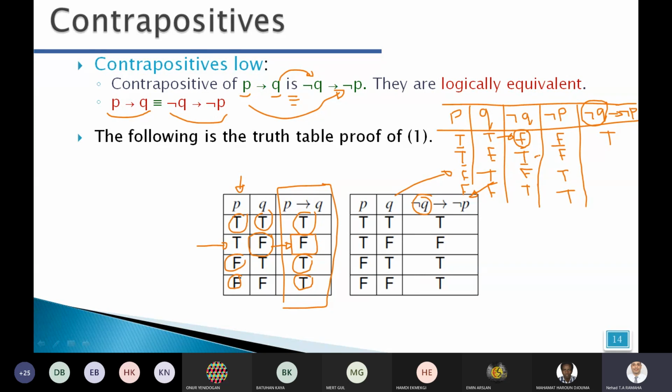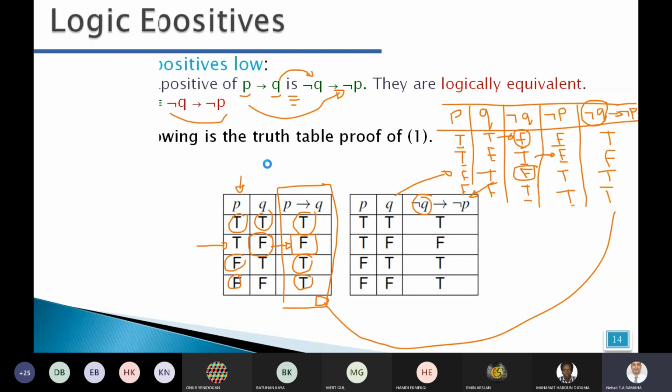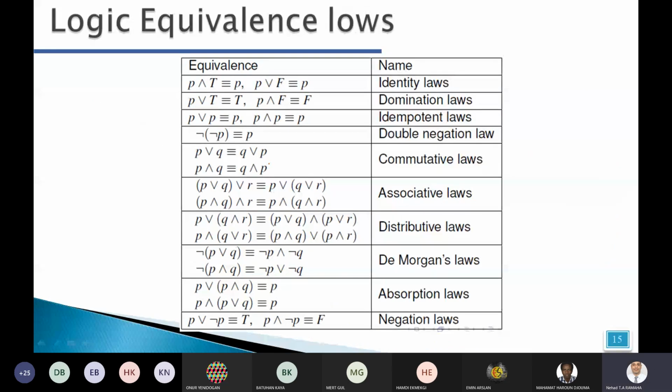If the hypothesis is true, I will look to the conclusion. It's false, then the result is false. This one false, then the result true. Both true, then the result true. You look at this one and this one, you will find it's identical. Then we proved this law, contrapositive.